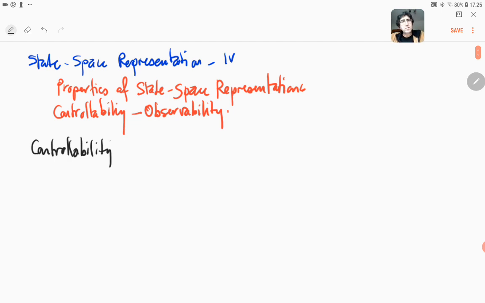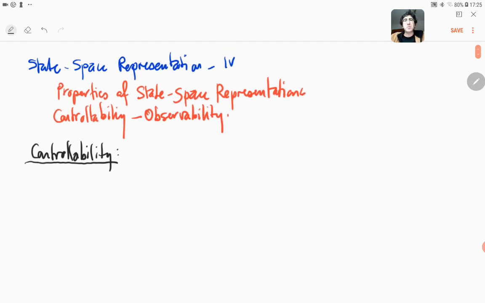Now loosely speaking, what controllability means is that it's related with whether we can control the system or not. That means it is related with the ability of being able to take the system from any given initial state to a well-defined final state given enough time and suitable inputs. Okay, so let me first summarize that. This is not a formal definition. This just explains what we mean by controllability.